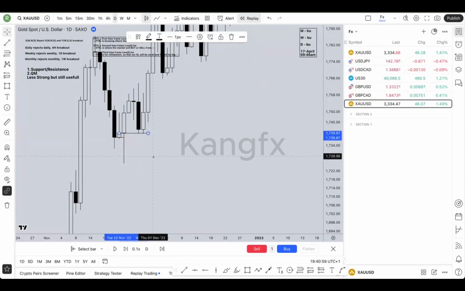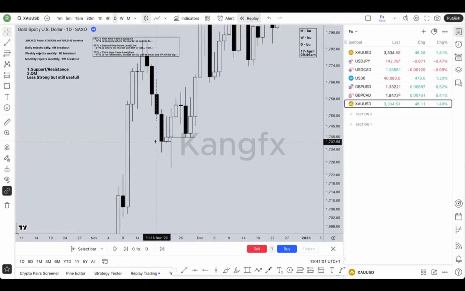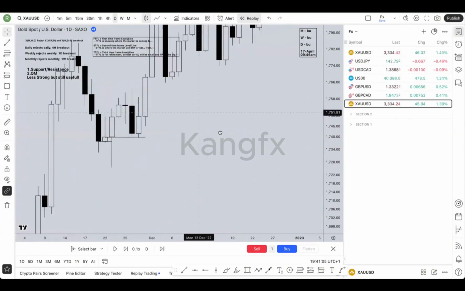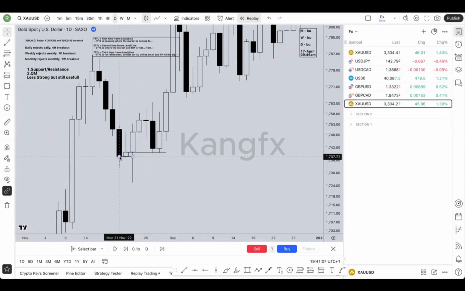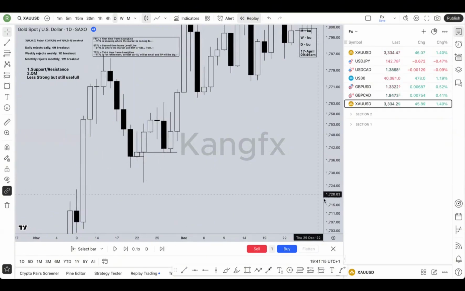Look at this one also. Daily reject, this breakout and came back. This one has already been mitigated. So you're not expecting the market to come down here again. The market came and used the support OCL.